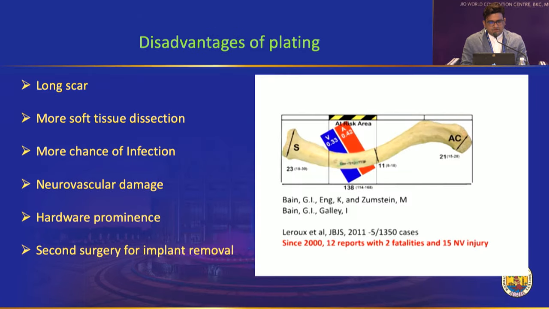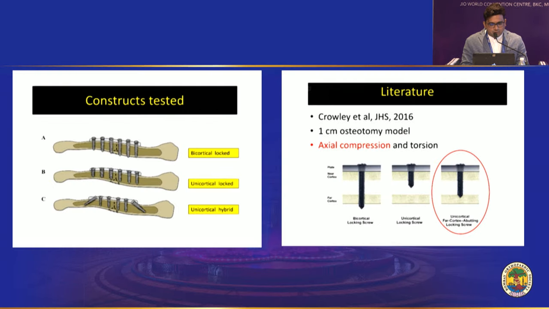So what are the disadvantages of the plating? You have a long scar which can hypertrophy, more soft tissue dissection, more chances of infection. Chances of neurovascular damage because the major vessels run below the clavicle. So there is a main issue of hardware prominence, and a second surgery is required for implant removal. So various constructs have been tested because of the neurovascular damage, which is the main issue with the plating.